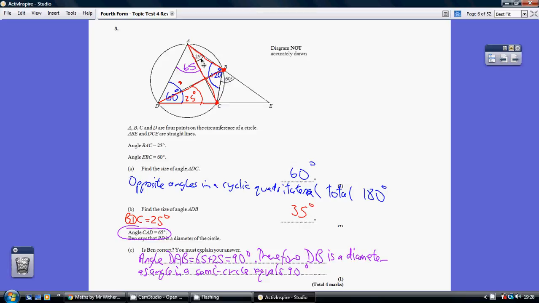So by definition, because this is 90, DB must be a diameter going through the center of the circle. It's not accurately drawn, so it doesn't look like it, but DB must be a diameter because this angle is 90 degrees. So Ben is correct.